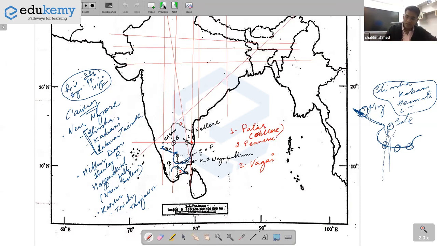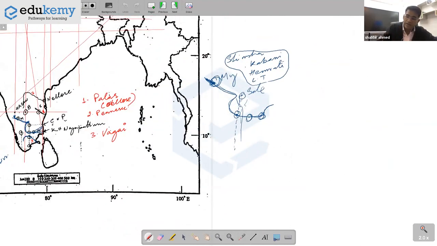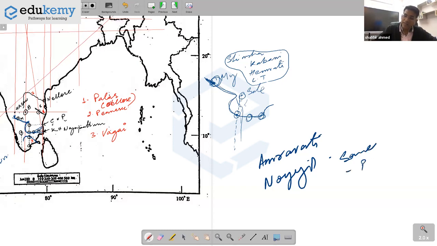Likha aapne? So I'm talking about two more rivers. One river is Amravati. Second river is Noyil. Noyil river source jo hai, the source of this river is Palaghat, and it flows through Coimbatore.